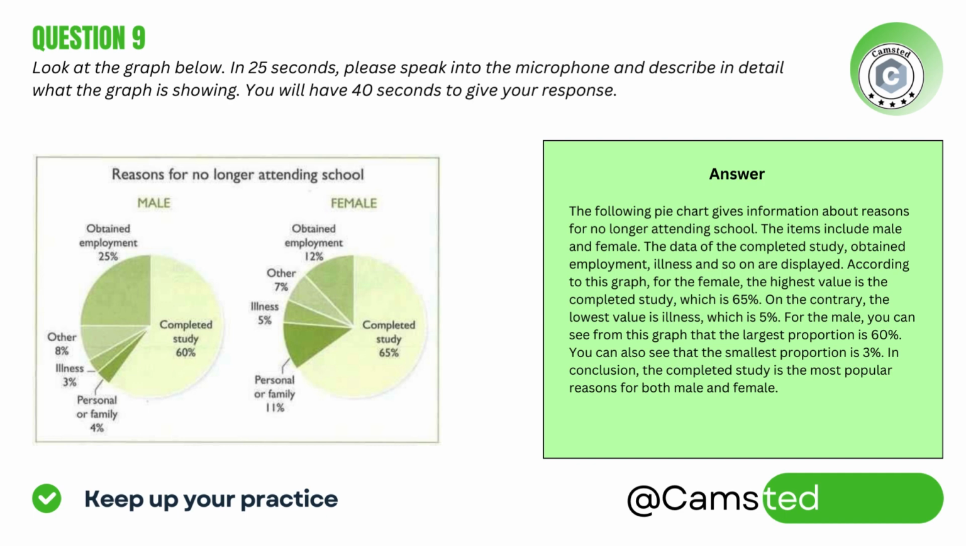On the contrary, the lowest value is illness, which is 5%. For the male, you can see from this graph that the largest proportion is 60%. You can also see that the smallest proportion is 3%. In conclusion, the completed study is the most popular reason for both male and female.